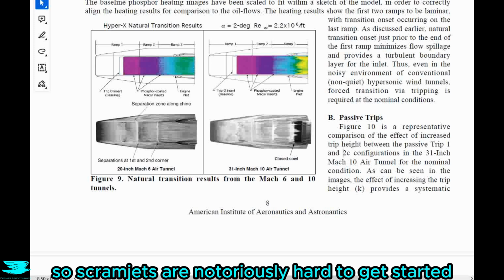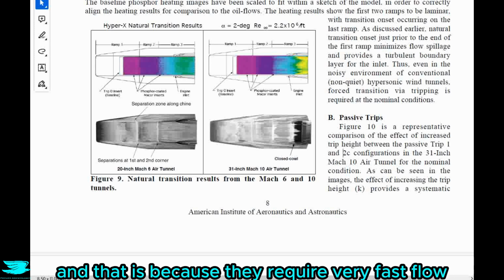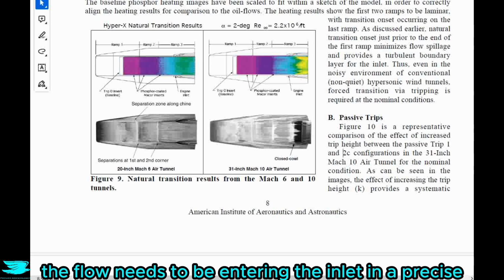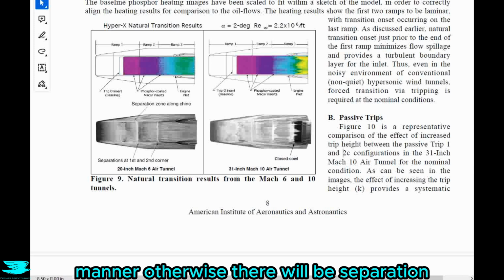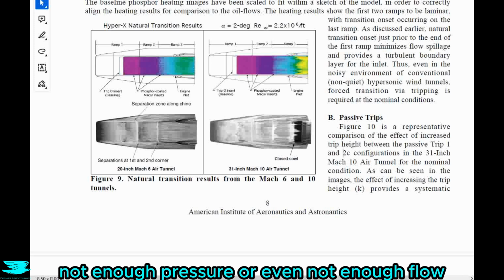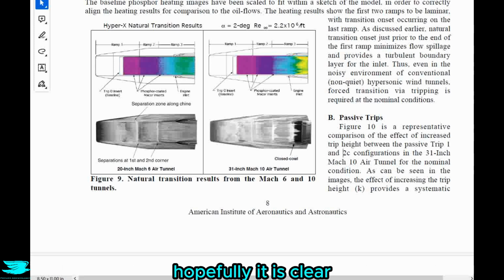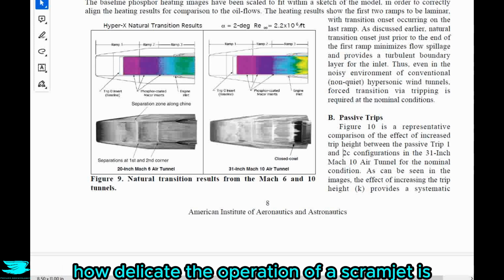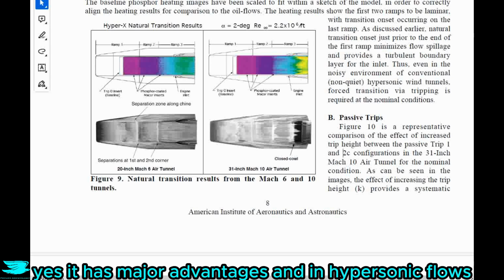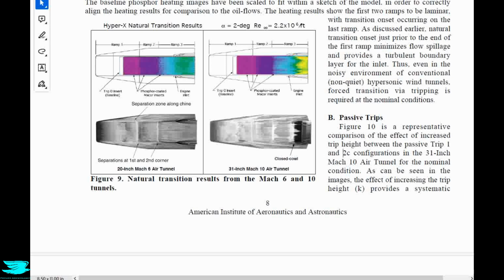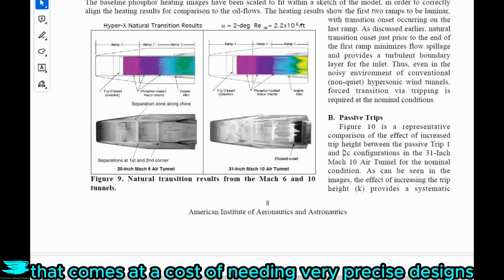Scramjets are notoriously hard to get started, and that is because they require very fast flow. And the flow needs to be entering the inlet in a precise manner, otherwise there will be separation, not enough pressure, or even not enough flow. So from this brief description of these potential problems, hopefully it is clear how delicate the operation of a scramjet is. Yes, it has major advantages, and in hypersonic flows it is really the only type of jet engine that can operate. But that comes at a cost of needing very precise designs.